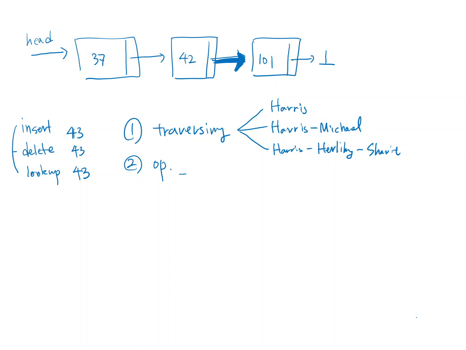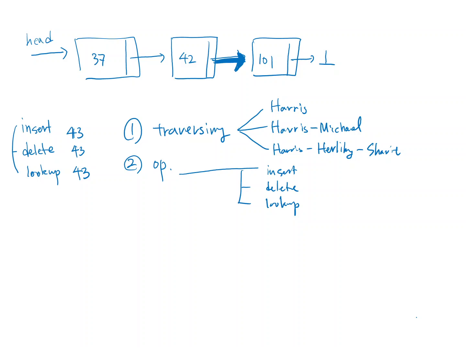And as I said, there are three operations: insert, delete, and lookup. So there are three traversing strategies and three operations. By combining these, we can get 9 combinations: Harris insertion, Harris deletion, Harris lookup, Harris-Michael insertion, Harris-Michael deletion, Harris-Michael lookup, etc. So in the remainder of this video, we are going to learn the traversing strategies and how to perform these operations.